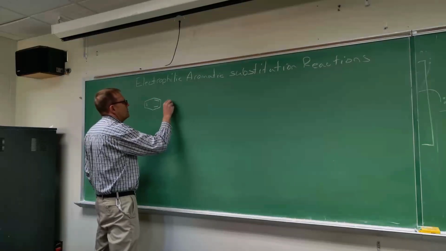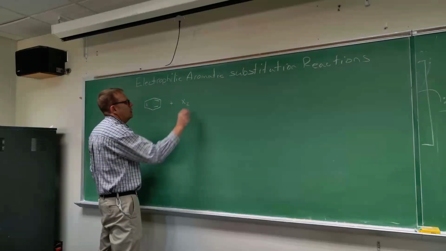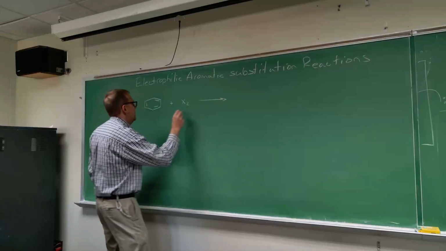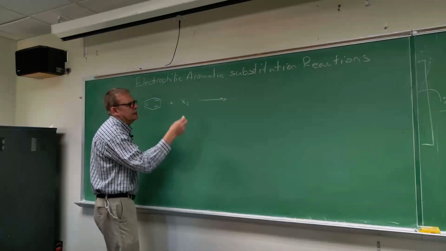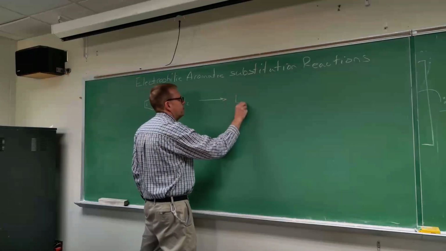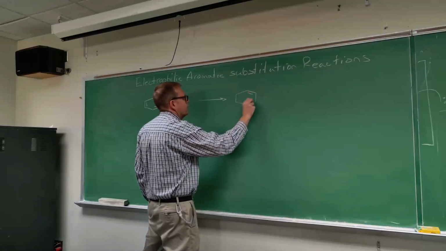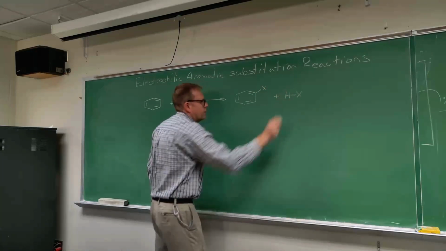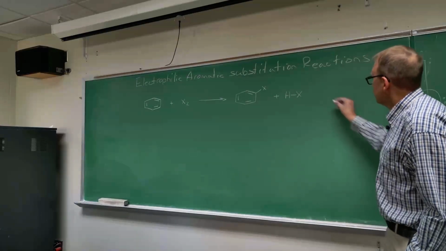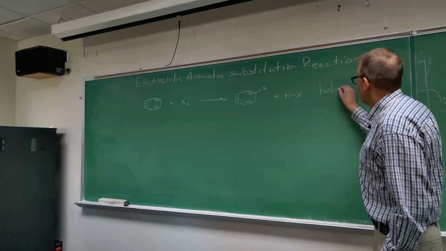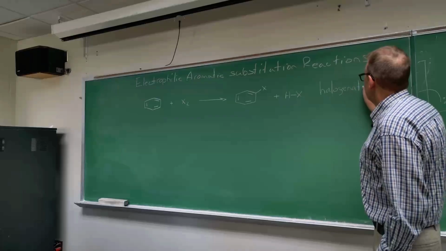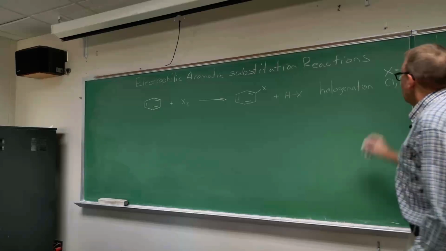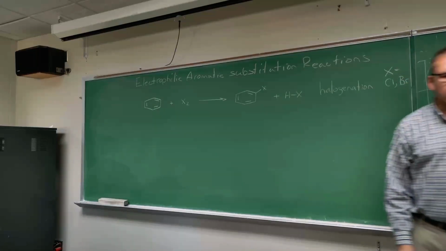So we're going to see that if you put this in with X2, where X2 is either chlorine or bromine, and I'll make a note of that over here, you can make a halogenated benzene. This is called halogenation. And I'll say here X is equal to either chlorine or bromine. Fluorine and iodine don't work very well, so we're not going to look at those.